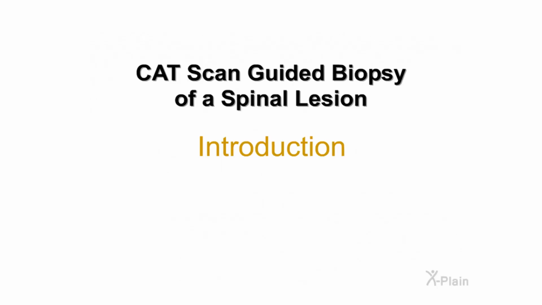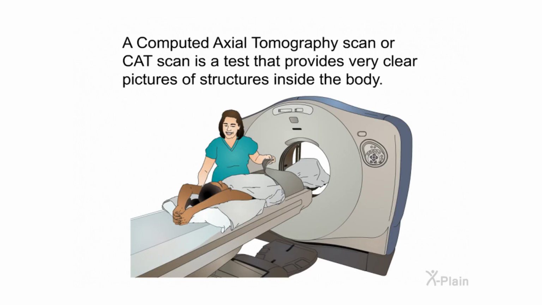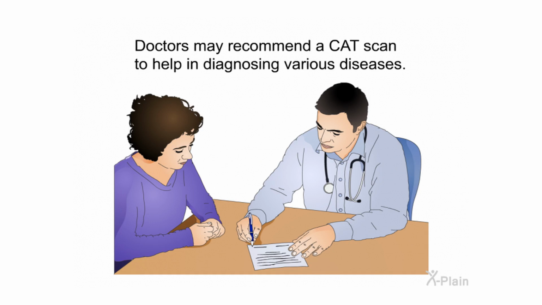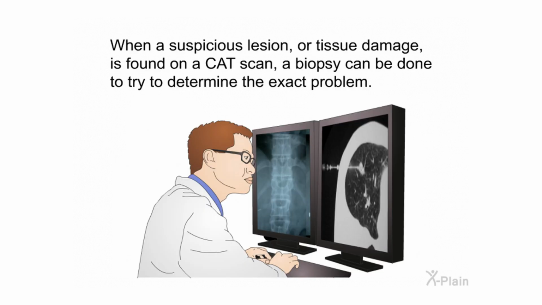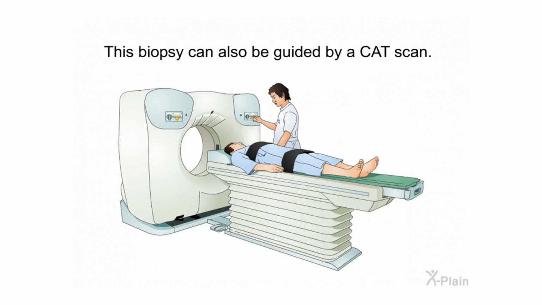CAT Scan Guided Biopsy of a Spinal Lesion. Introduction. A computed axial tomography scan, or CAT scan, is a test that provides very clear pictures of structures inside the body. Doctors may recommend a CAT scan to help in diagnosing various diseases. When a suspicious lesion or tissue damage is found on a CAT scan, a biopsy can be done to try to determine the exact problem. This biopsy can also be guided by a CAT scan.